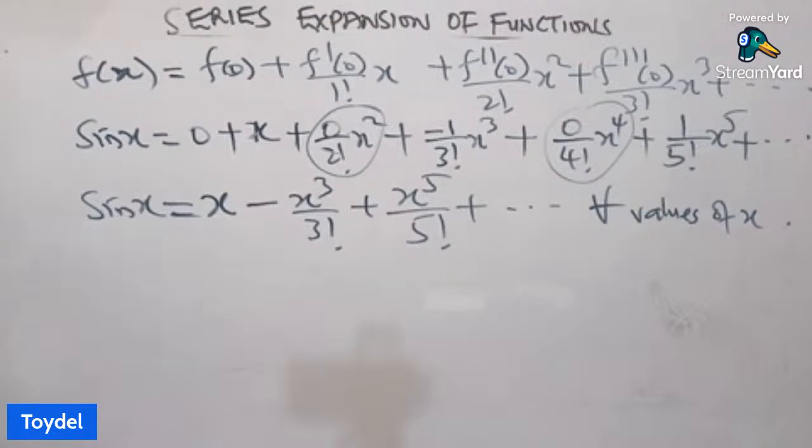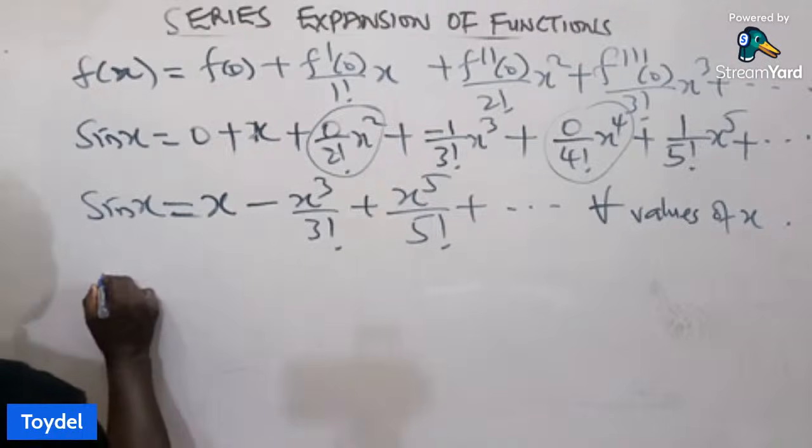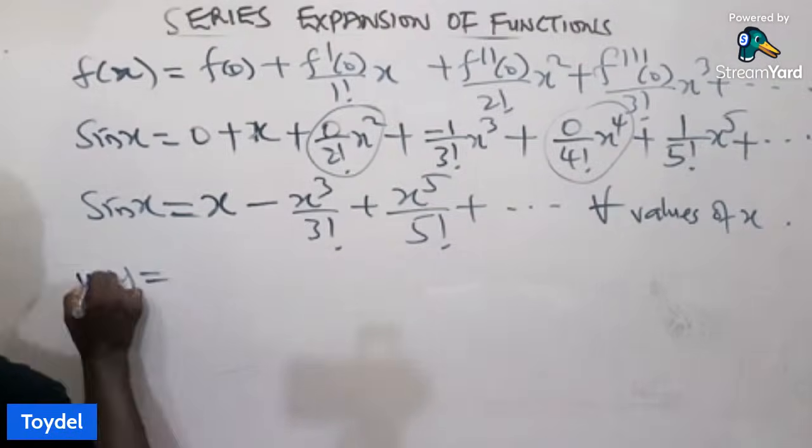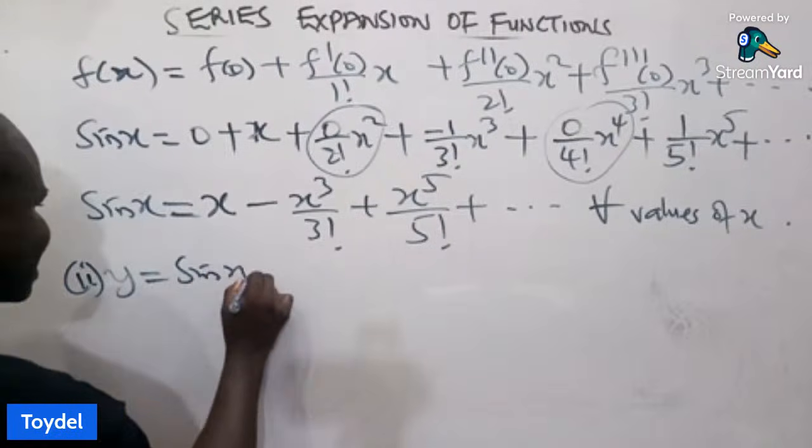So how do we get the Maclaurin series for the second one, where we have y equal to sine x plus cos x? That's what I'm about to do before we close the lecture. Of course, let me just write it there. We say y, the second one, y is equal to sine x plus cos x.